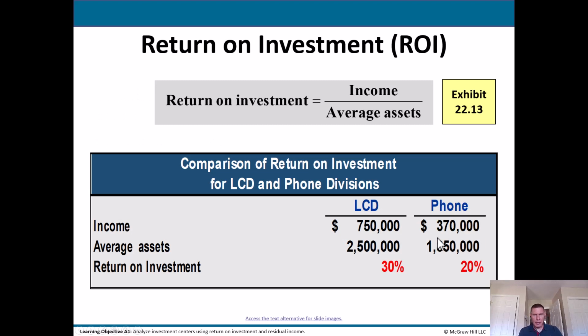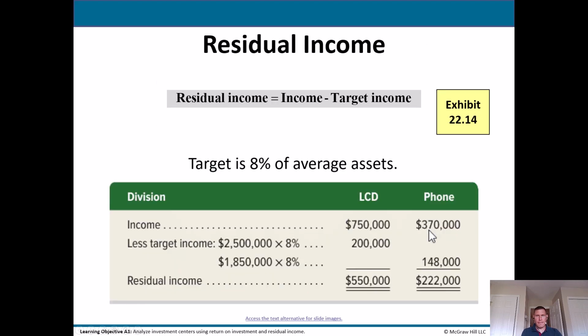So the first thing we'll look at here is, I'm sure you've all heard the term ROI, return on investment, simply income divided by average assets. So here we could say, okay, income 750 divided by 2.5 million. The ROI for LCD is 30%. Similarly for phone, income of 370 divided by 1.85 million. We have an ROI of 20%.